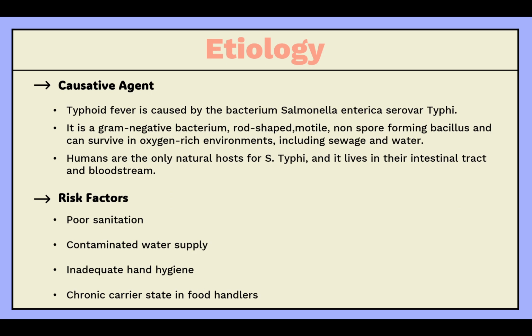Now, let's explore the fundamental cause and the conditions that favor its spread. The causative agent, as mentioned, is the bacterium Salmonella enterica serovar Typhi. This is not just any bacterium, it is a gram-negative, rod-shaped, motile, non-spore forming bacillus. It has a remarkable ability to survive in oxygen-rich environments, including sewage and water, which is critical to its transmission.